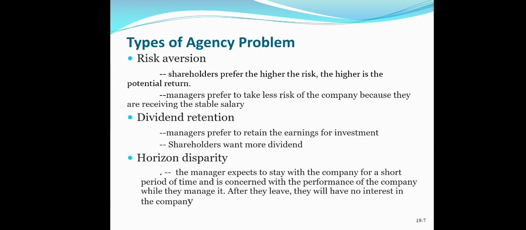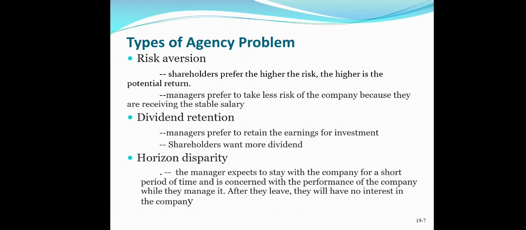But managers prefer to take less risk, because if they take high risk, the company can collapse and they can lose their job. So in another way, we can say that principal prefer to take risk, but a manager does not want to take risk. So that is the one agency problem.